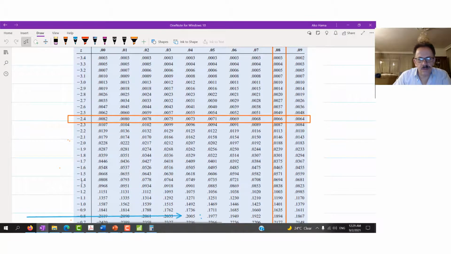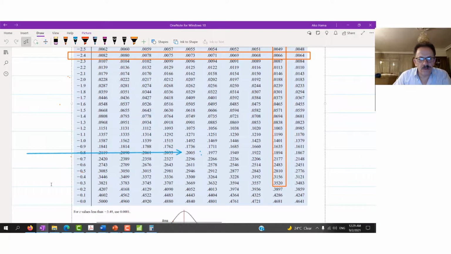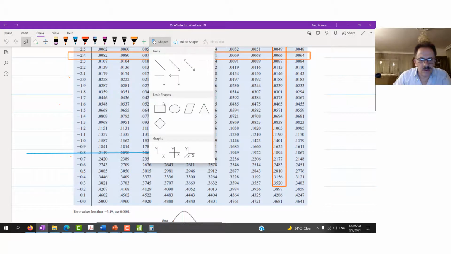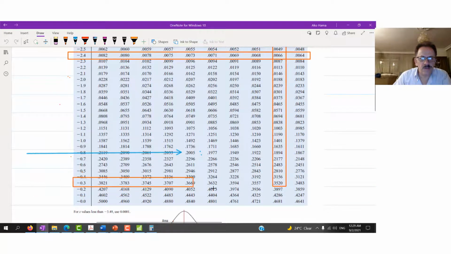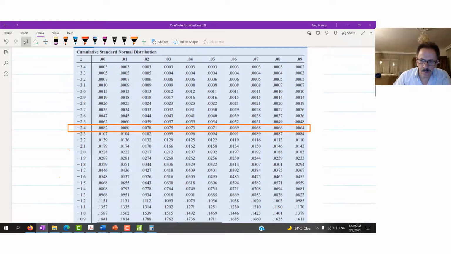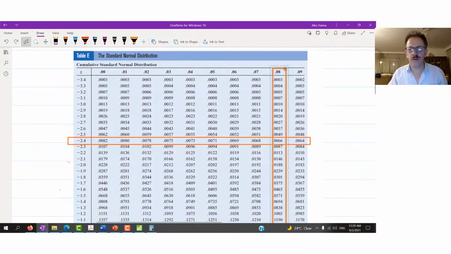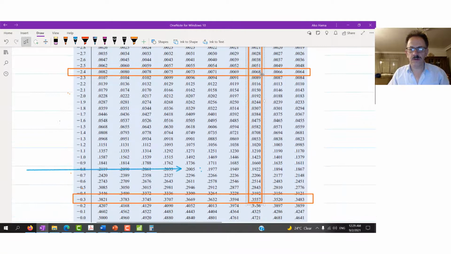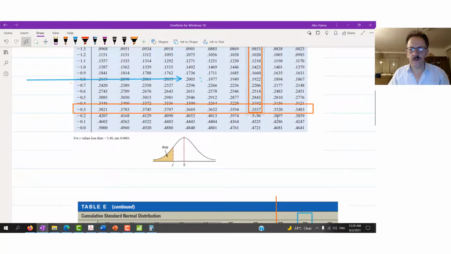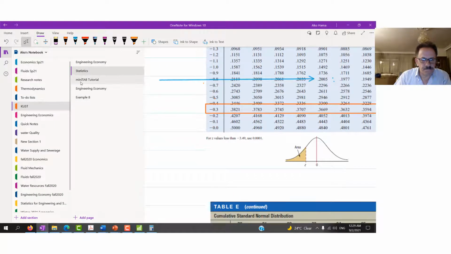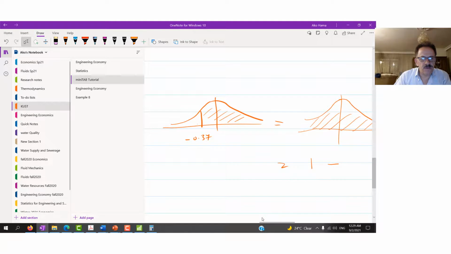Yeah, here's the 0.37. Here's 0.3, then sorry, 0.37, where's 7, so the cross section, here's the cross section, 0.37, the area for 0.37 is 0.3557.